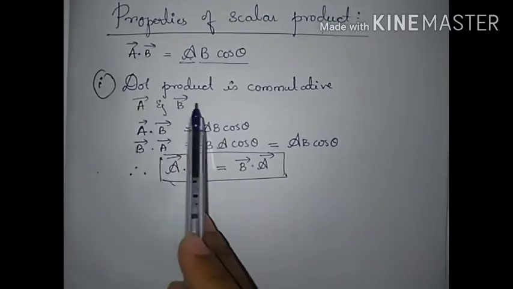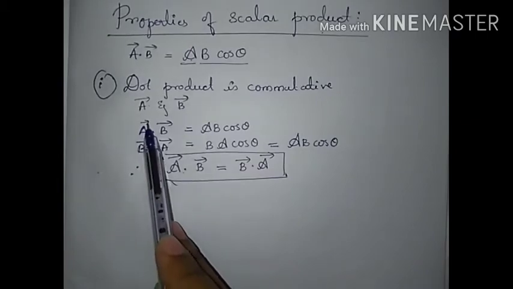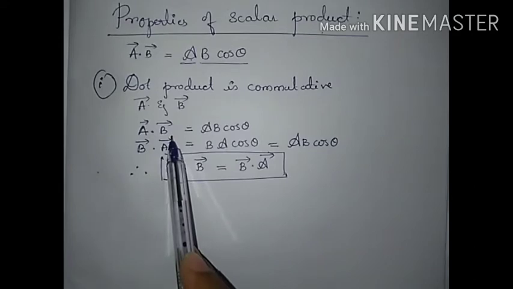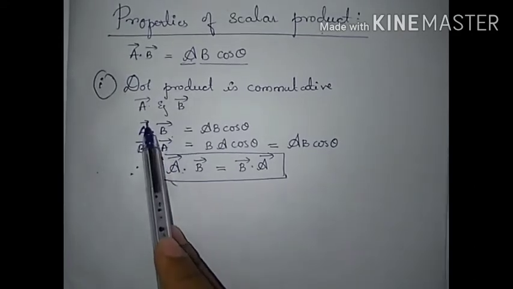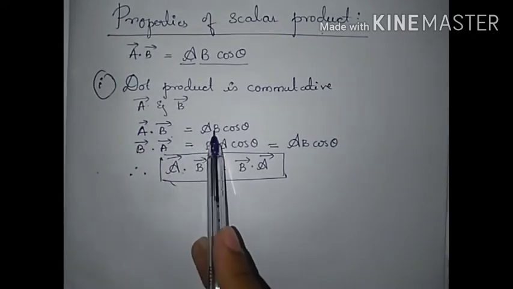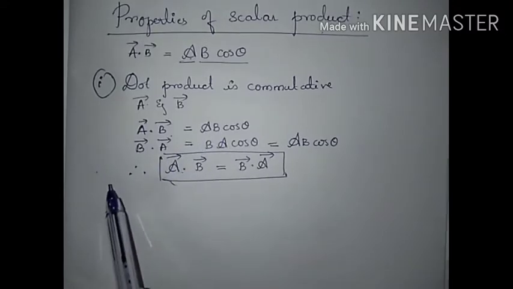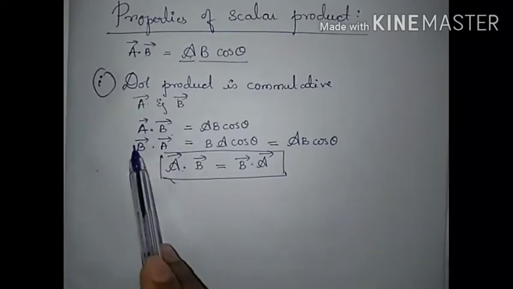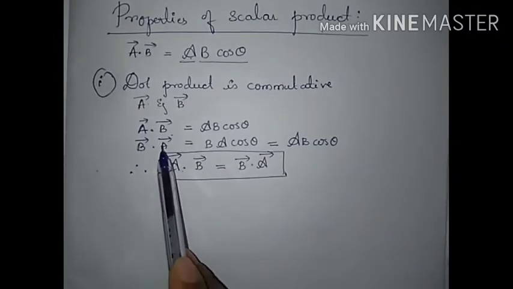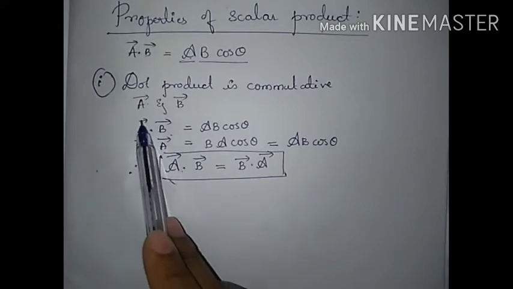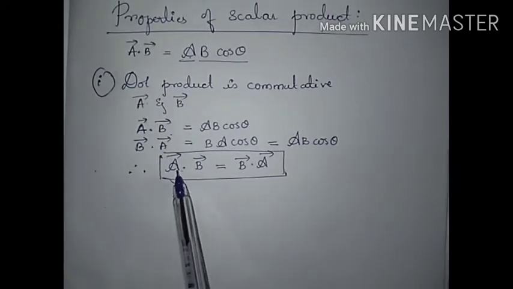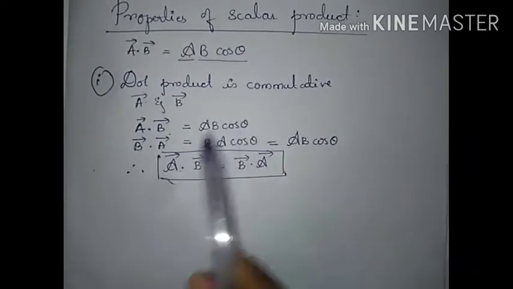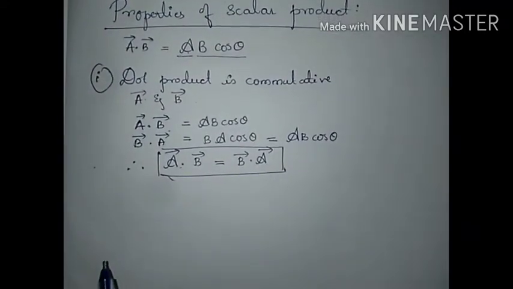So the dot product holds the commutative law. Since A and B are vectors, you have to write the arrow mark on top of the vectors. Never forget to write the arrow mark on top of a vector. Here A and B are the magnitudes, so you need not write the arrow mark on top of them. So A dot B is equal to B dot A, and the dot product holds the commutative law.